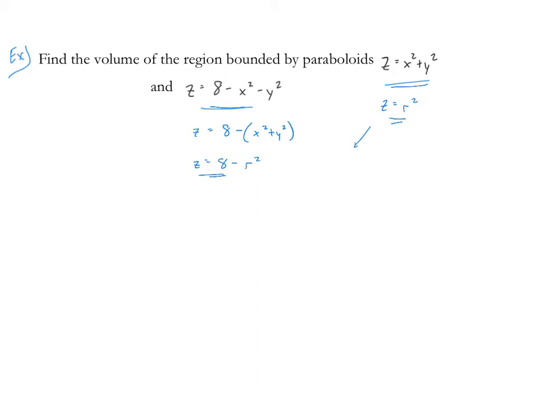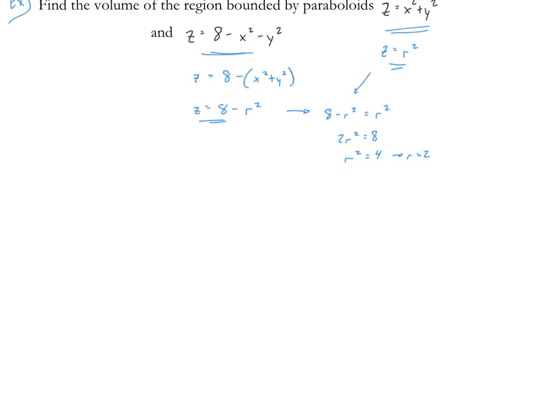To find the region that we're going to integrate over, we can set 8 minus r squared equal to r squared. Where do these two paraboloids intersect each other? That gives us 2r squared equals 8, r squared equals 4, and then r equals 2. Those are circles with a radius of 2.